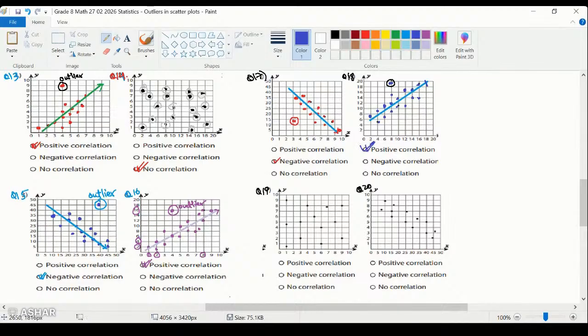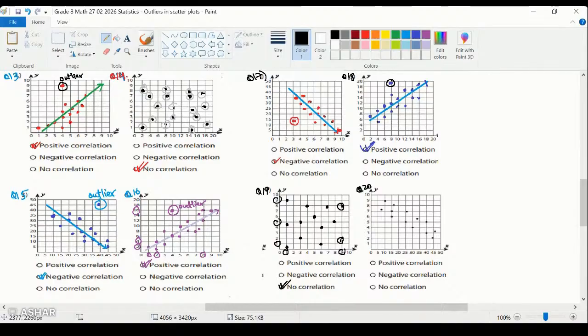Question number 19. When we look at the points, we can use the word scattered, right? The points are scattered. That means there is no correlation, because when x was 1, y was 1 also, y was 5 also, y was 9 also. So we cannot relate. When x was 9, y was 2, and y was 8, which value would we pick? We cannot select a specific value. That means there is no correlation.